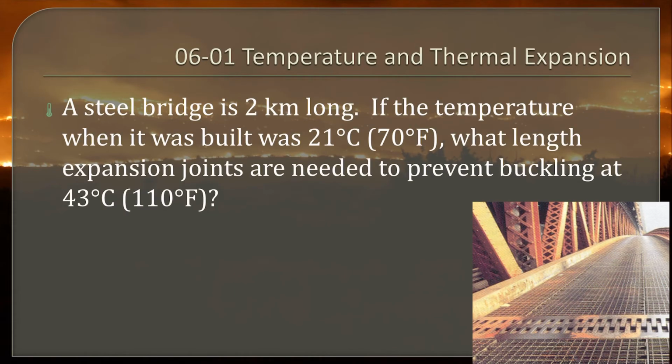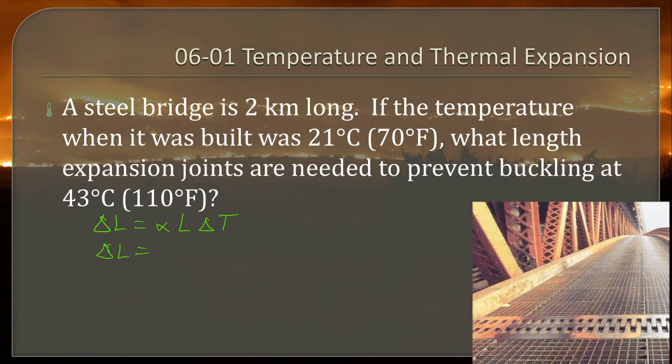Let's say a steel bridge is 2 kilometers long. If the temperature when it was built was 20 degrees Celsius, what length expansion joints are needed to prevent buckling at 43 degrees Celsius when it's much hotter? Well, our change in length is the coefficient times the original length times the change in temperature. We want to know the change in length.